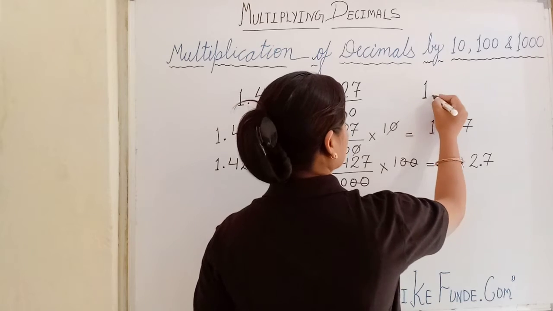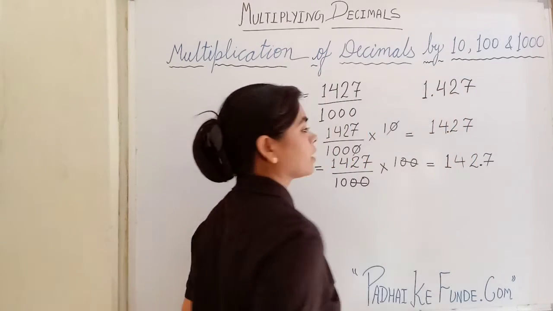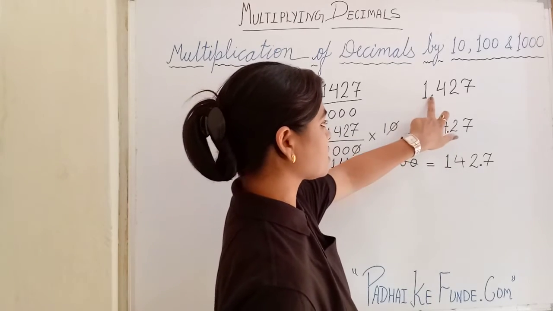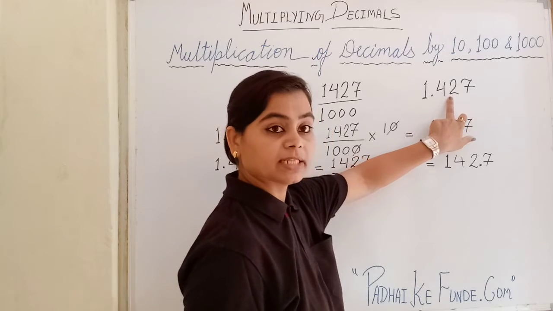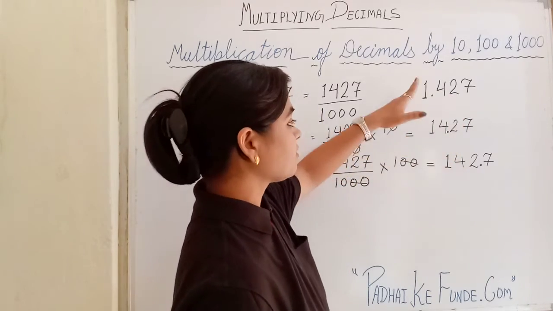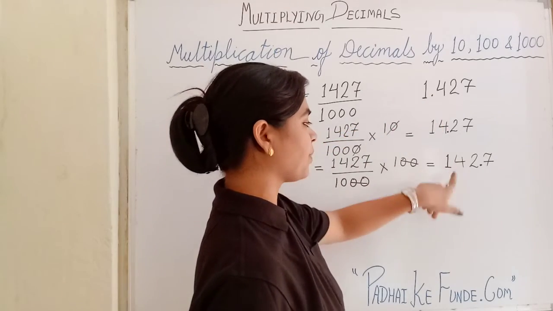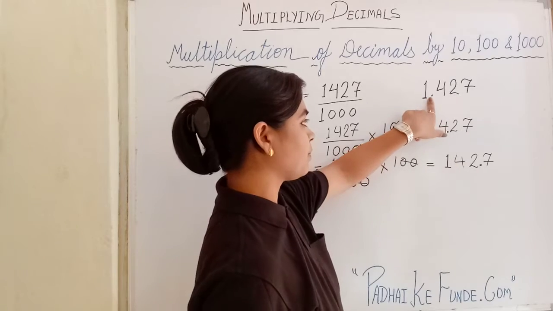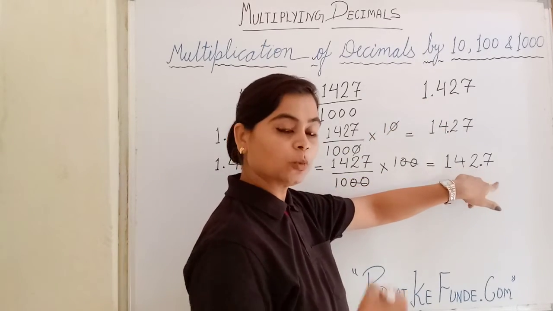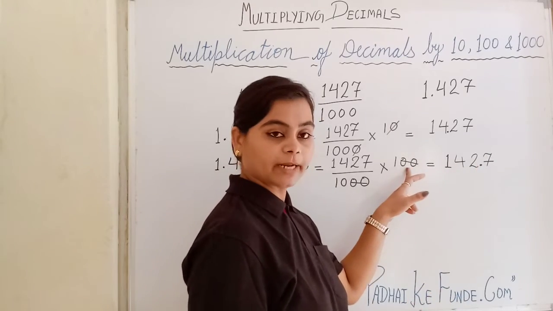First our number was 1.427. When we multiplied it with 10, then our decimal place shifted one place towards the right, that is after 4, like here. When the same number is multiplied with 100, then see this answer and compare them both. In our initial number, the decimal is here after 1, which has been shifted 2 places towards the right, that is here. That is because it is multiplied by 100.